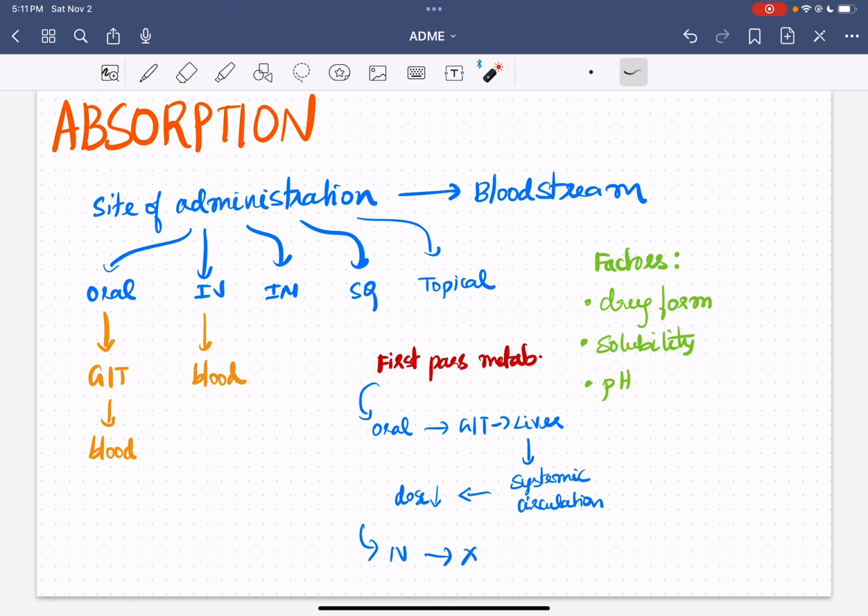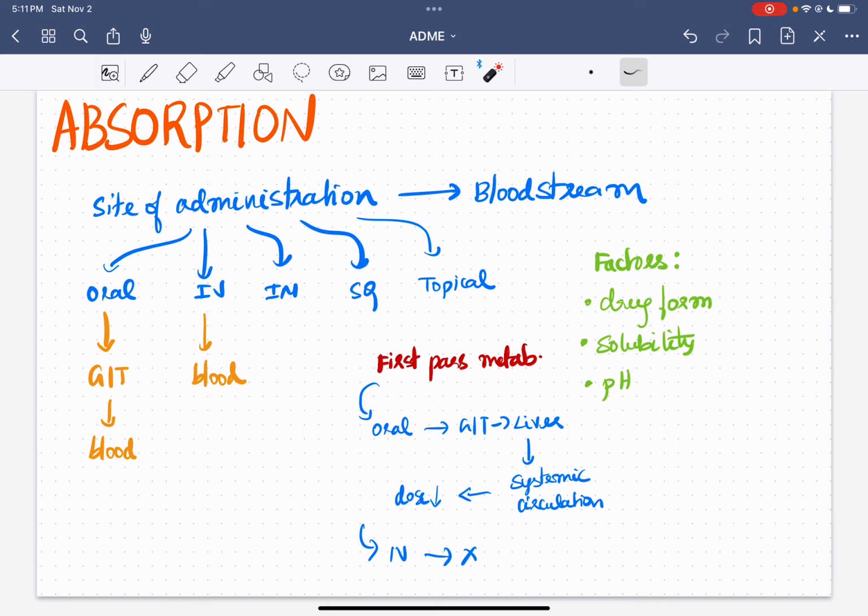Now, but there are many different factors that affect the absorption of a drug. So let's take oral. If you're giving an oral drug, the drug has to pass through your gastrointestinal tract, right? Your stomach, your small intestine, and then it has to get metabolized over there and get absorbed by your bloodstream. So that's a longer route.